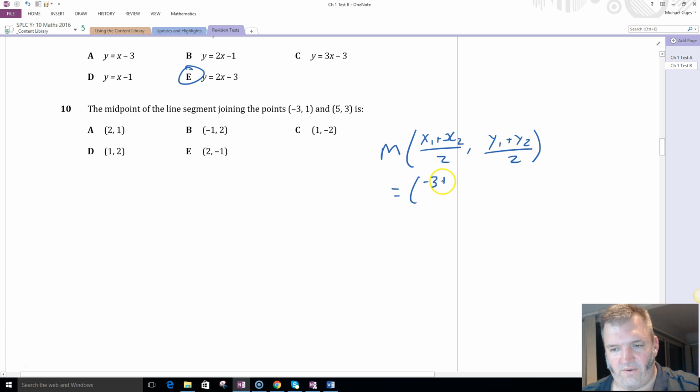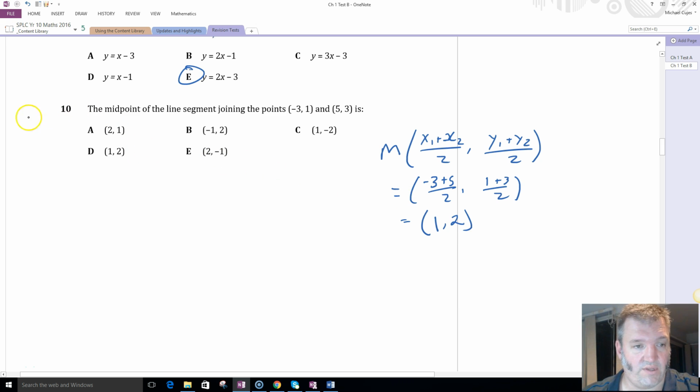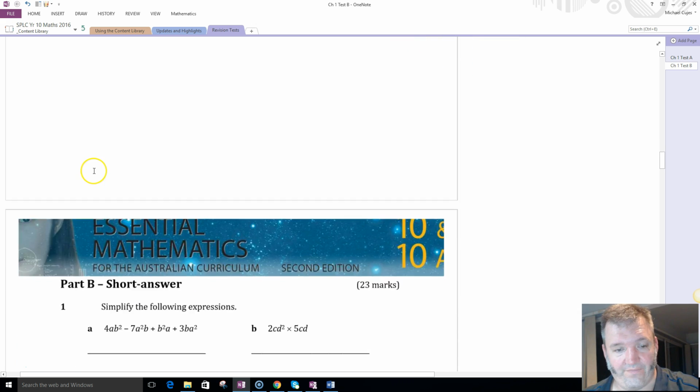Here I've got -3 plus 5 divided by 2 and 1 plus 3 divided by 2, which of course gives me the coordinates. 5 minus 3 is 2, 2 divided by 2 is 1, and 4 divided by 2 is 2. So the coordinates are 1, 2, and that corresponds to letter D.